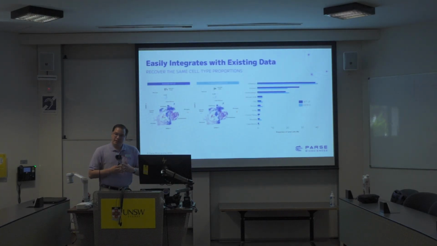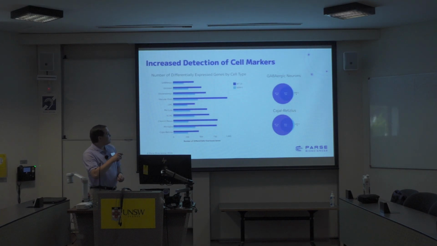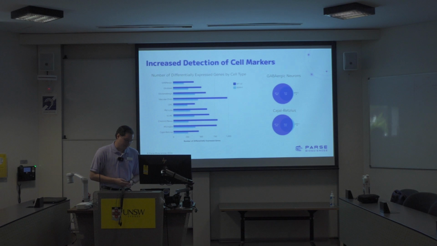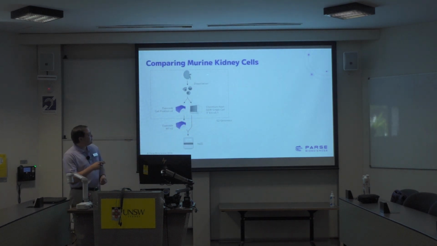Parse data easily combines with any other single-cell data, as you can see here. But where the difference is that we see greater gene expression, which means we have more differentially expressed genes to inform your downstream analyses. Now, this is another comparison, comparing mouse kidney cells.